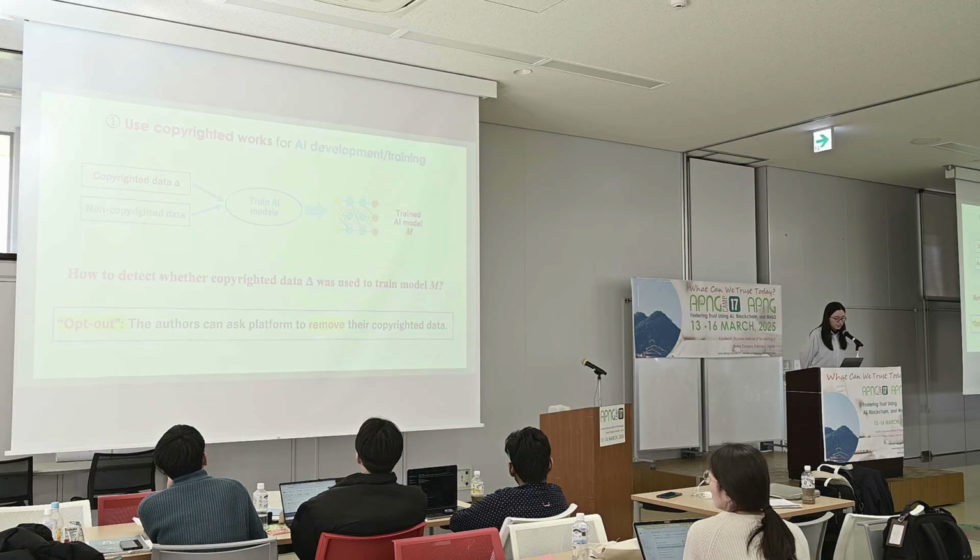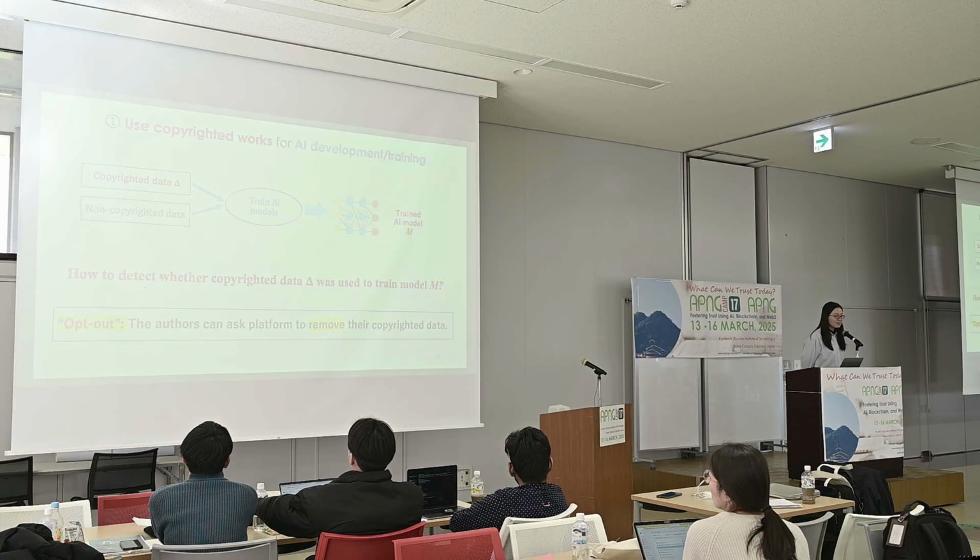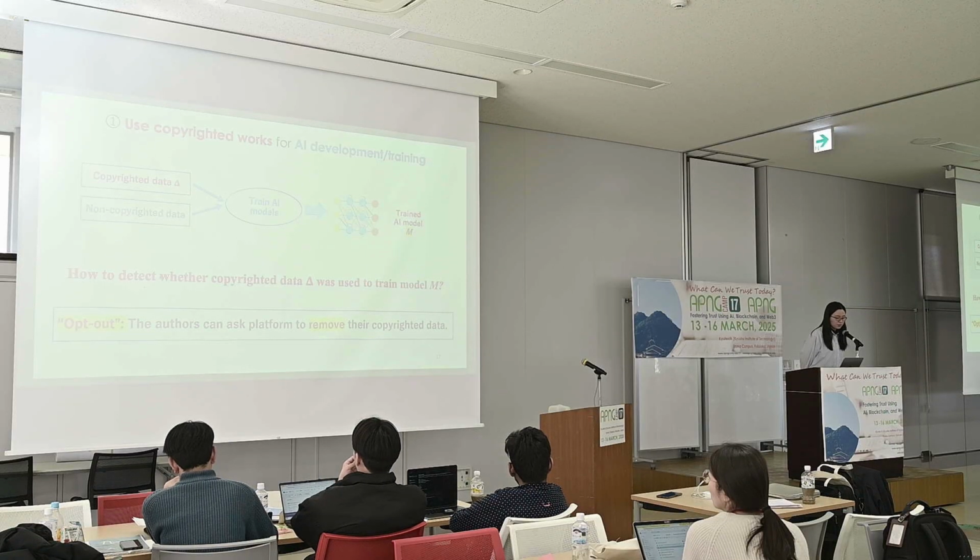Suppose you are given a well-trained model, and you have your own data. How do you detect whether your data was used to train the model or not? And if your data was used to train this model, you can ask the platform to remove your data. In some countries, they call this opt-out. So how to do it?